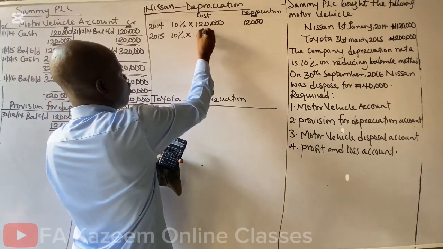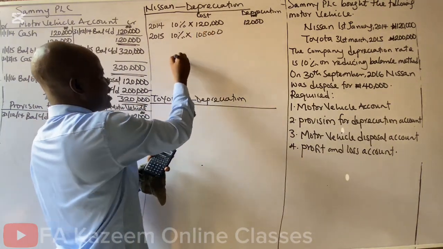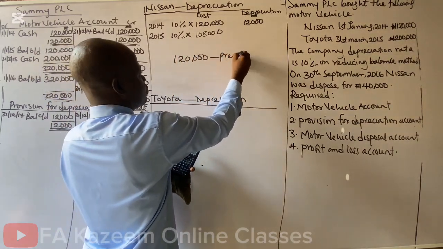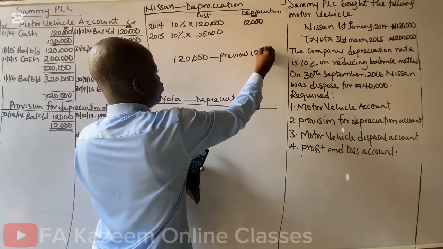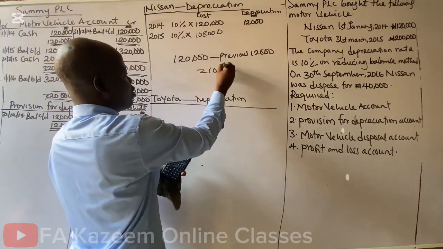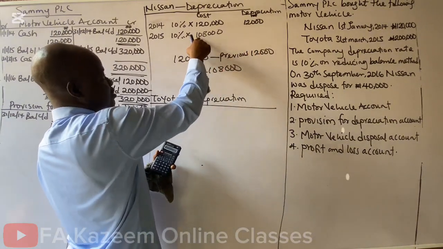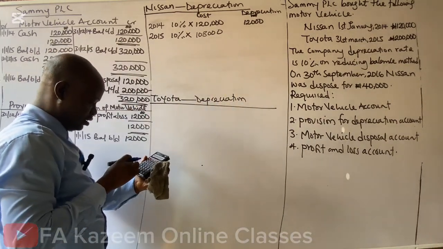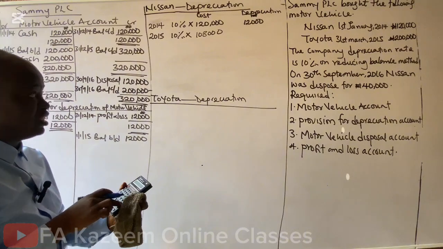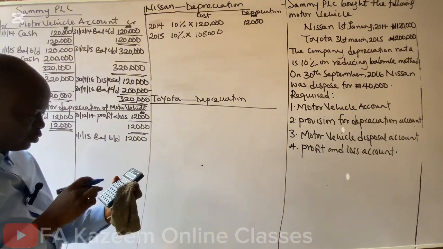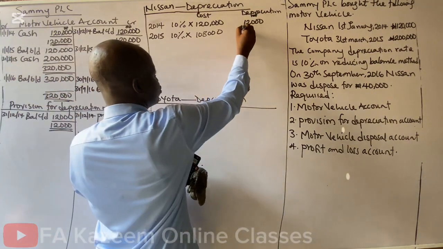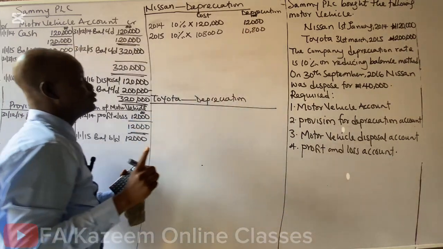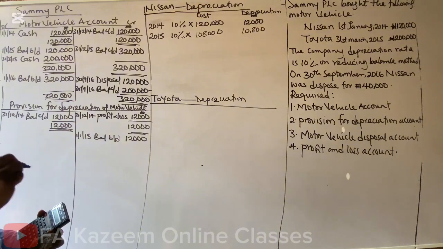108,000. How do we get that? 120,000 minus the previous depreciation, which is 12,000, will give us 108,000, which is the cost for the second year. And that is 0.1, that's 10% times 108,000. We'll be having 10,800. Mind you, that is for Nissan in 2015.